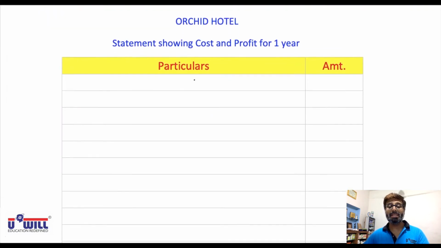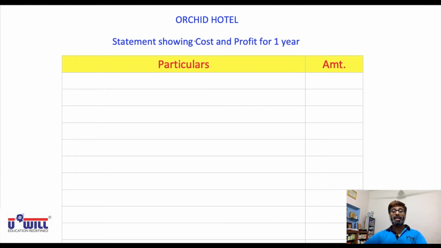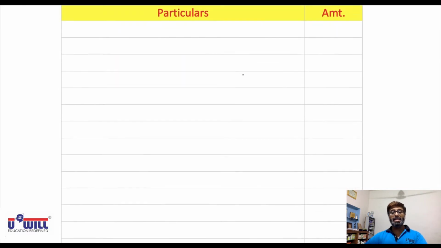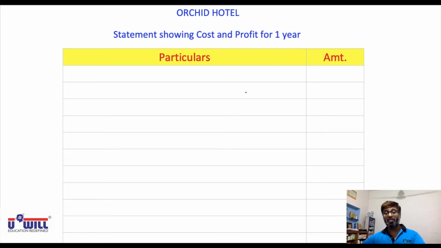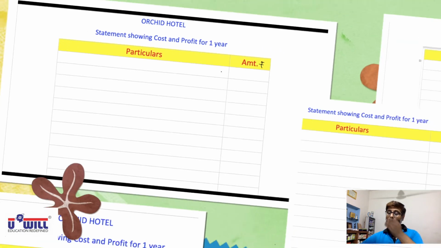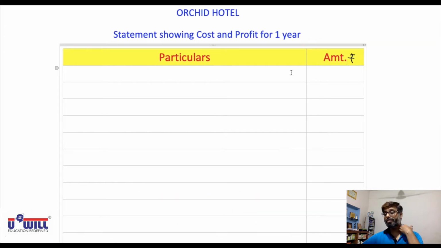Now we can make the statement showing cost and profit. All of you give the headings in your notebook. Orchid Hotel statement showing cost and profit for 1 year. Make this statement for around 1 page and make the format. Pause the video and make the format fast. Yes, I hope everyone is done with the format.